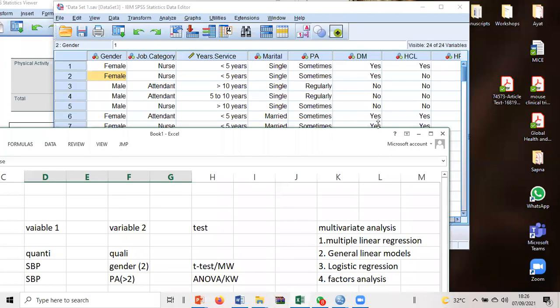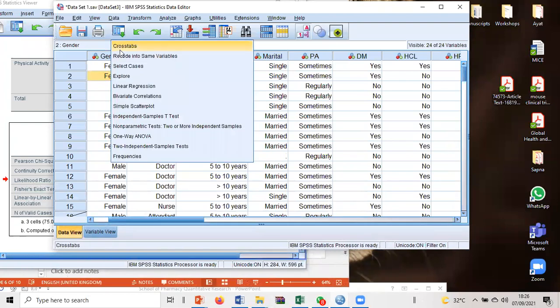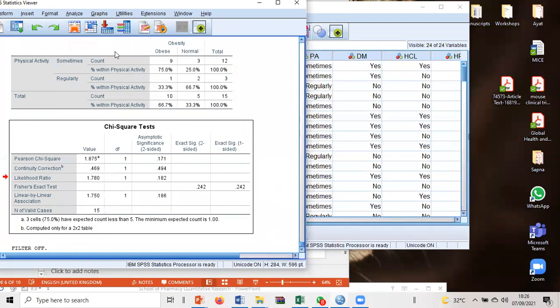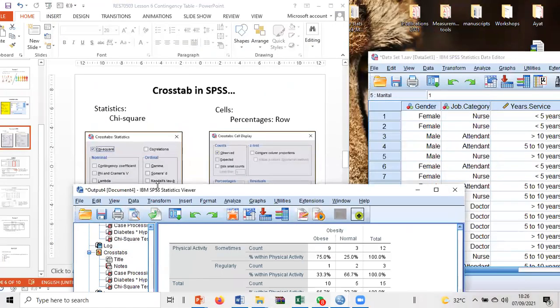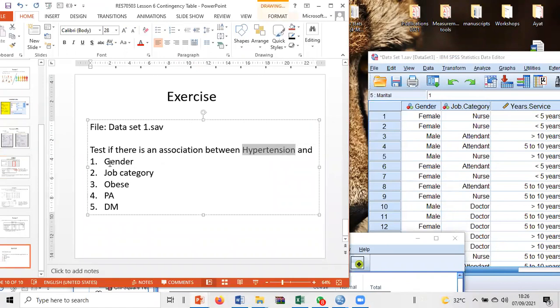All right, let's go back to your data. Let me select all. Now, our variable of interest, let's say, hypertension versus all these variables. Hypertension, is it qualitative? Yes. Are these also qualitative? Yes. Therefore, we do cross tab.